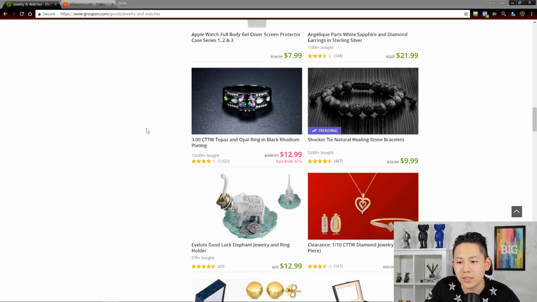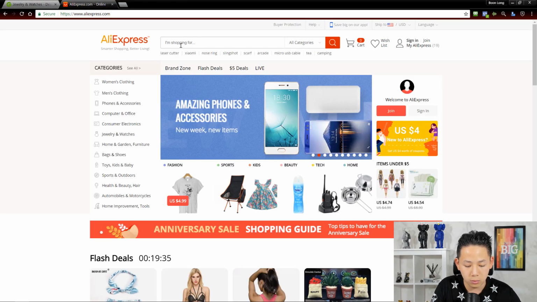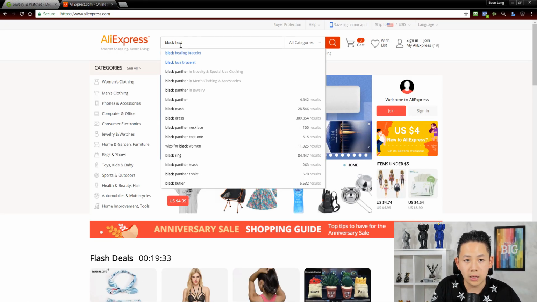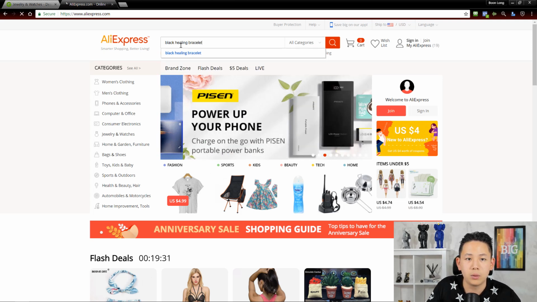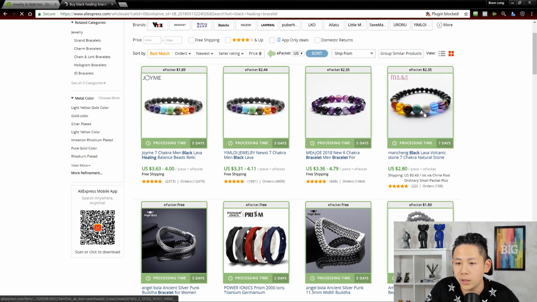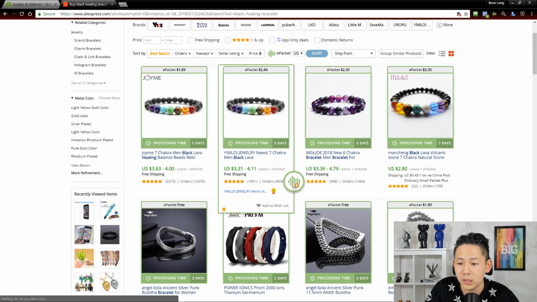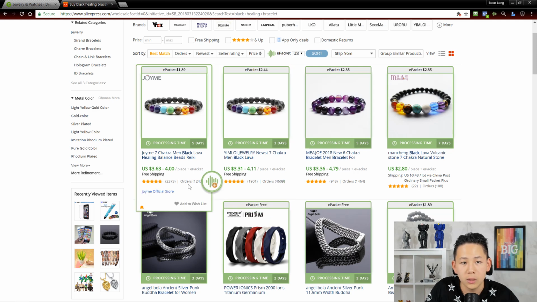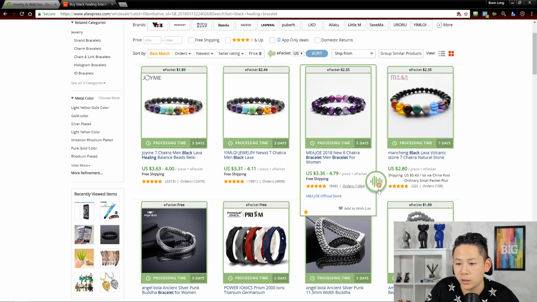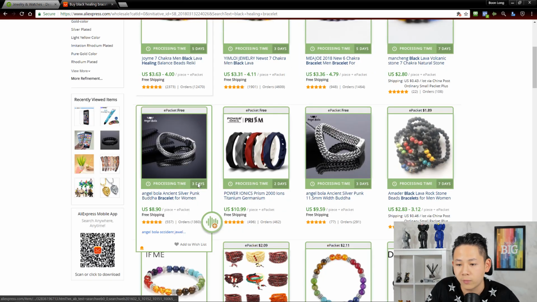So for example, let's say natural healing stone bracelets. Let's source for this. So black healing bracelet, for example. Over here you can see there's some similar ones with different colors, and you can see it's selling pretty good on AliExpress as well. As you can see, there's thousands and thousands, and 12,000 orders for this one.